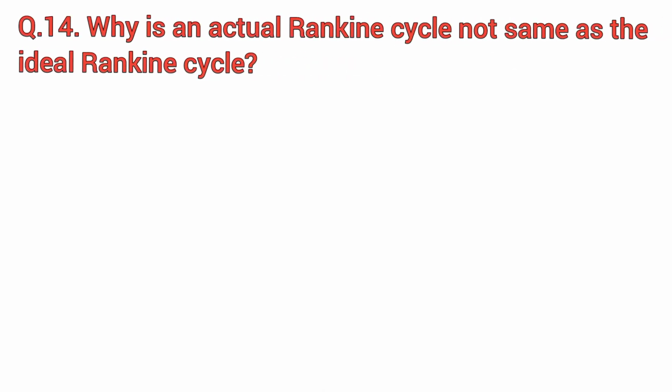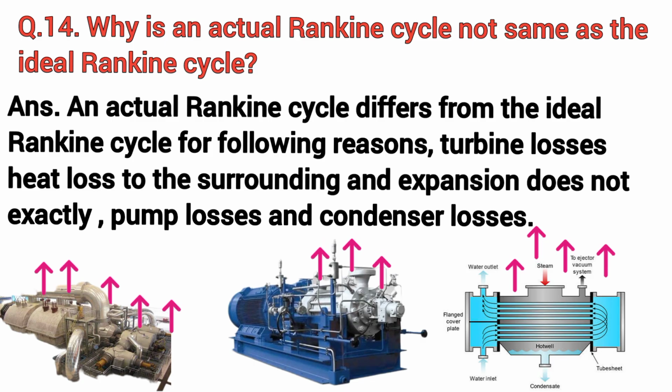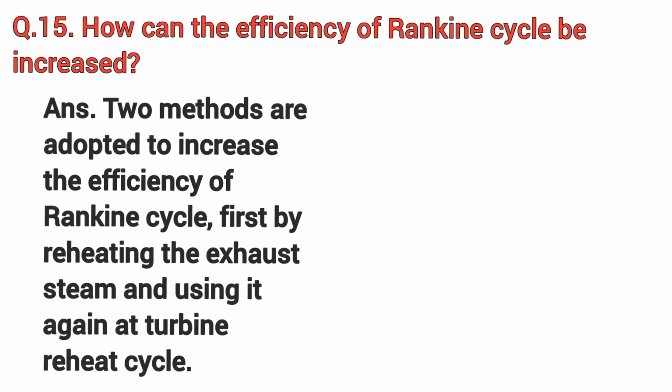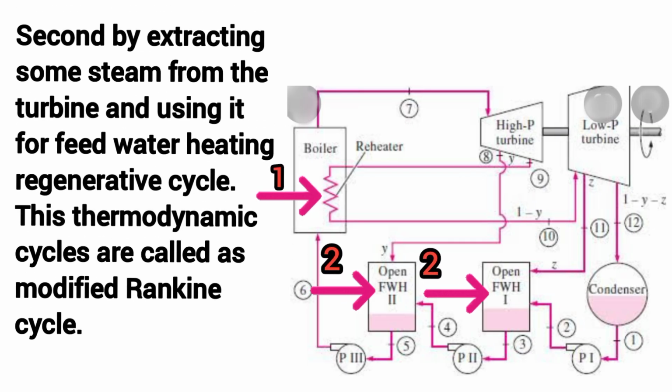Why is an actual Rankine cycle not the same as the ideal Rankine cycle? An actual Rankine cycle differs from the ideal Rankine cycle for the following reasons: turbine losses, heat loss to the surroundings and expansion not being exactly adiabatic, pump losses and condenser losses. How can the efficiency of the Rankine cycle be increased? Two methods are adopted to increase the efficiency of the Rankine cycle. First, by reheating the exhaust steam and using it again in the turbine, the reheat cycle. Second, by extracting some steam from the turbine and using it for feed water heating, the regenerative cycle. These thermodynamic cycles are called modified Rankine cycles.